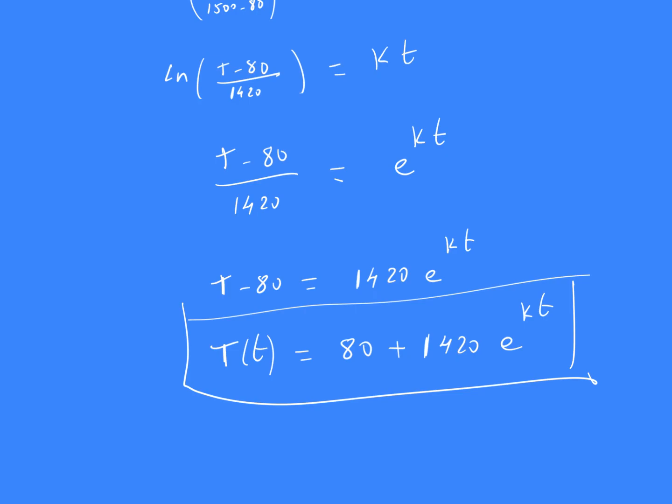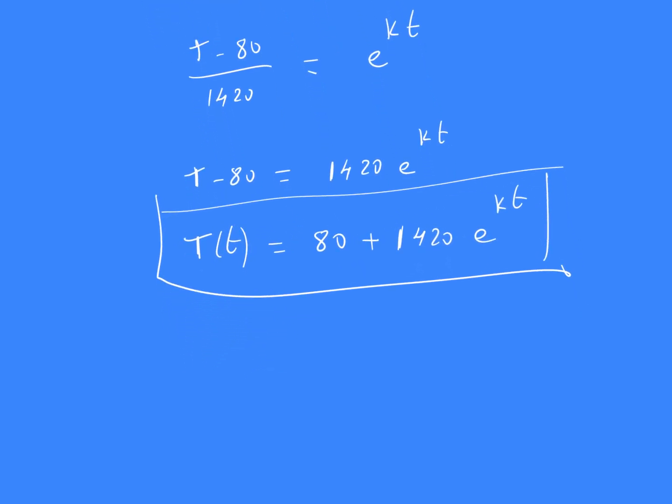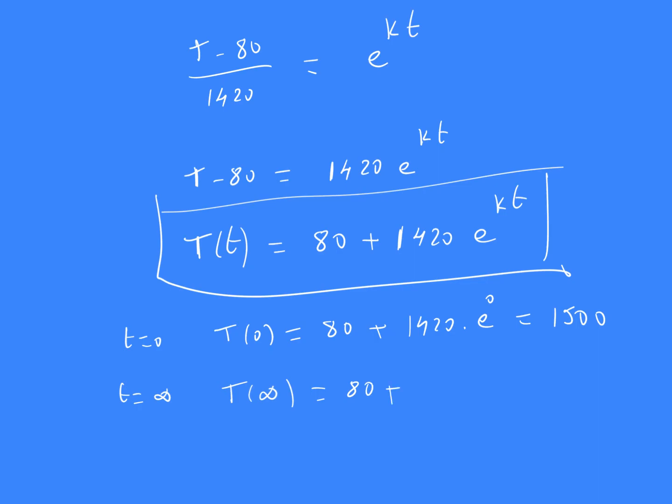So we can check. If t equals 0, T of 0 is equal to 80 plus 1420 times e to the 0, which is 1500. When t goes to infinity, T at infinity will be 80 plus 0, because I need k to be negative so that e to the kt decreases to 0. So it is 80. Now let's go find the k.